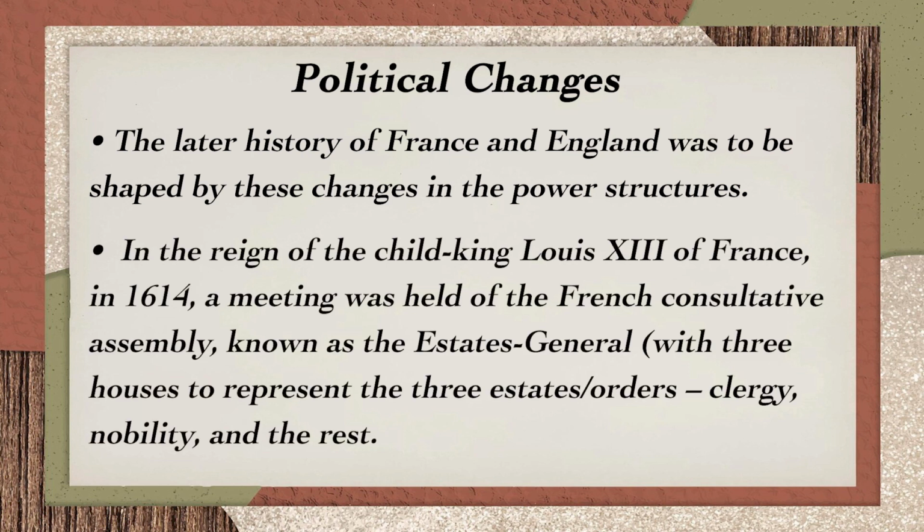In the reign of the child king Louis XIII of France in 1614, a meeting was held of the French Consultative Assembly known as the Estates General, with three houses to represent the three estates or orders: clergy, nobility and the rest. Dear students, now we can analyze the political changes that occurred in 15th and 16th century Europe.